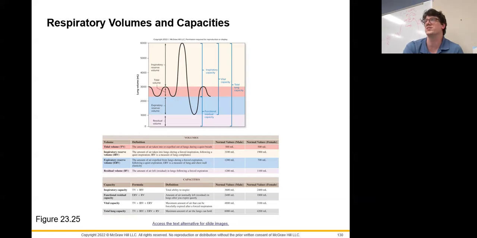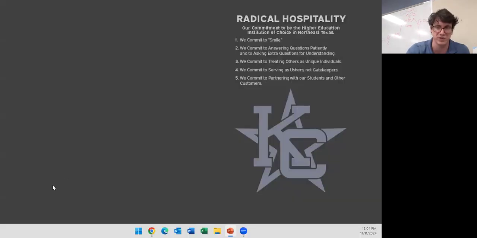So there is a chart right here in your book. This is figure 23.25. I can also just blow this up if y'all wanted to look at your numbers and see how they compared.